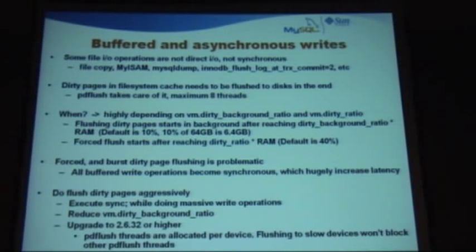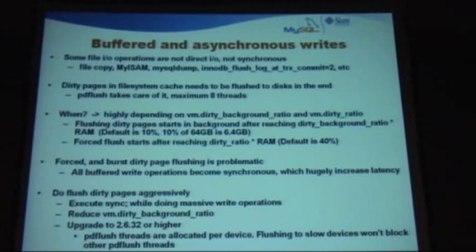And forced flush starts after reaching dirty_ratio multiplied by RAM. The default dirty_ratio is 40%, so at about 25 GB of dirty pages, forced flush starts. But forced and bursty dirty page flushing is problematic, right? Because all buffered write operations then become synchronous. So every time you write with buffered asynchronous writes, it is kept waiting for the write to disk, which hugely increases latency. So you will be very disappointed about performance.